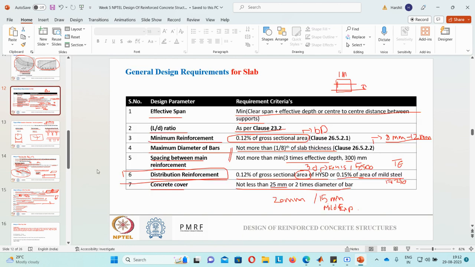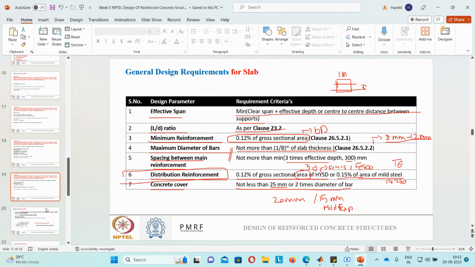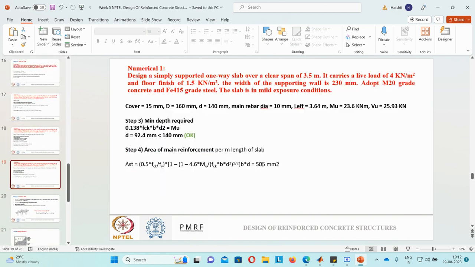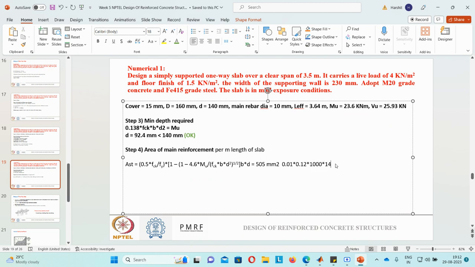Now you can check whether this area is more than the minimum reinforcement also. So 0.12% of gross sectional area. So what will it be? 0.01 into 0.12 into 1000 into 180. No, gross sectional area, na, 160. So it will be 192 mm square. So it is more than the minimum reinforcement that is required. So this can be considered for design.